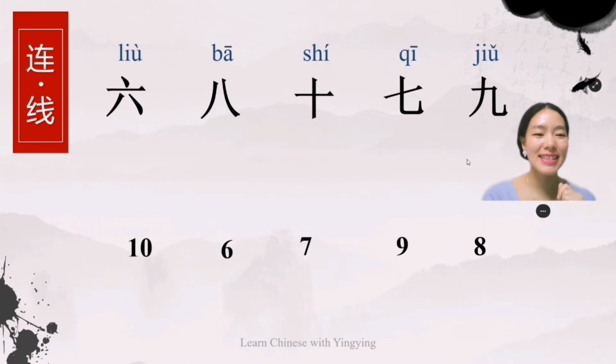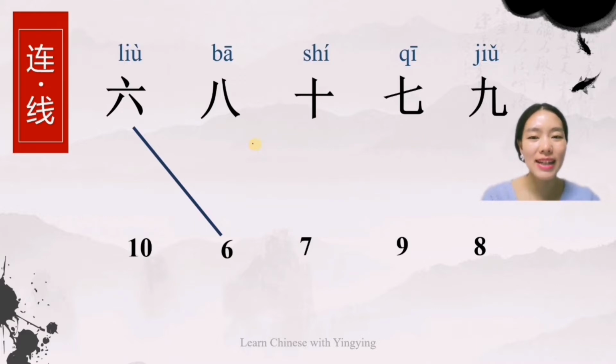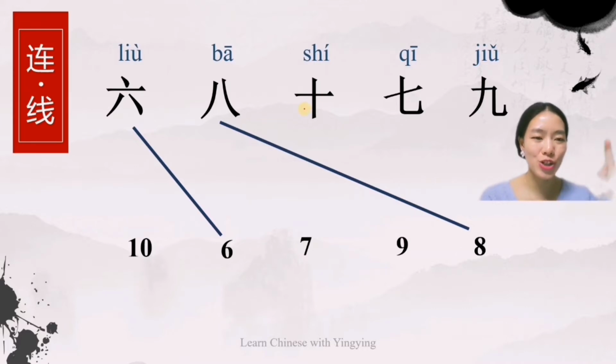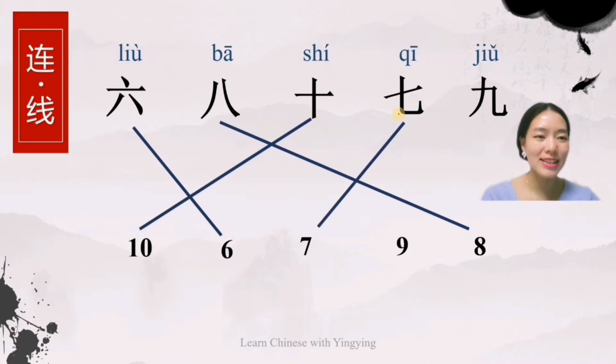It means 6. The second one is 八. It means 8. Next one is 十. It means 10. Next one is 七. It means 7. The last one is 九. It means 9. How many do you get right?